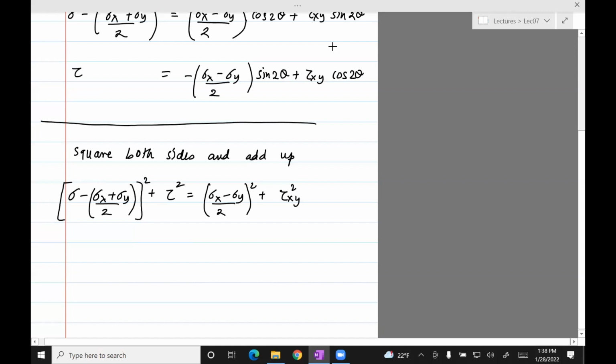Okay, so the key motivation here is that this is basically the equation of a circle. The circle is not along xy, it's along the sigma tau plane. Sigma is along the x-axis, tau is along the y-axis, and the radius of that circle is the thing on the right with the square root sign. So square root of sigma x minus sigma y divided by 2 square plus tau xy square. And the center of the circle is sigma x plus sigma y divided by 2 for the x-axis and 0 for the y-axis.